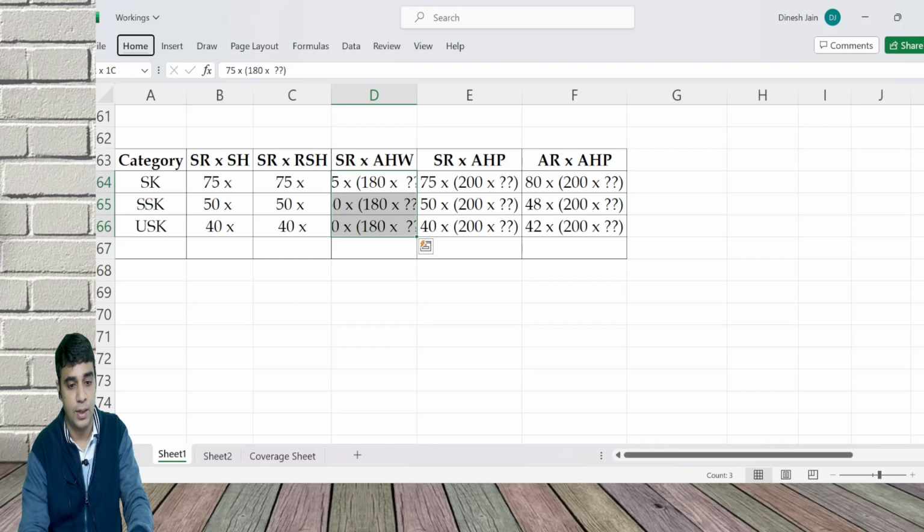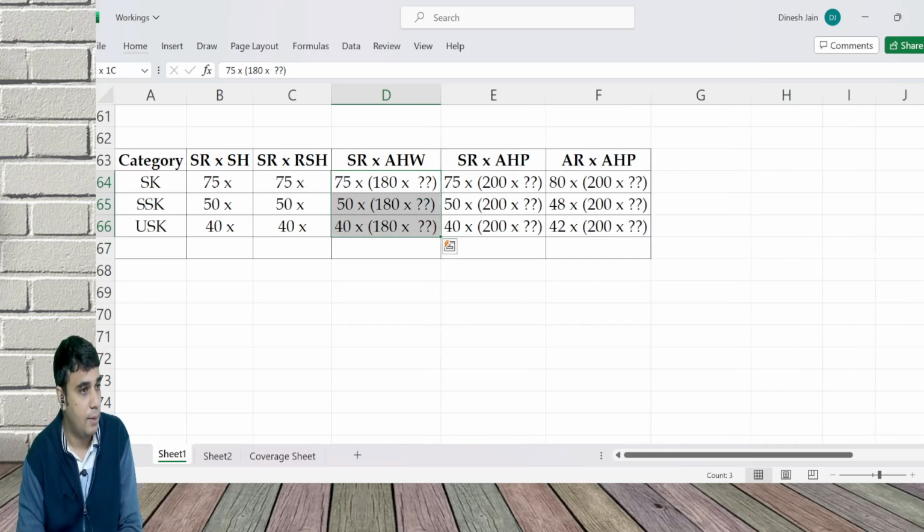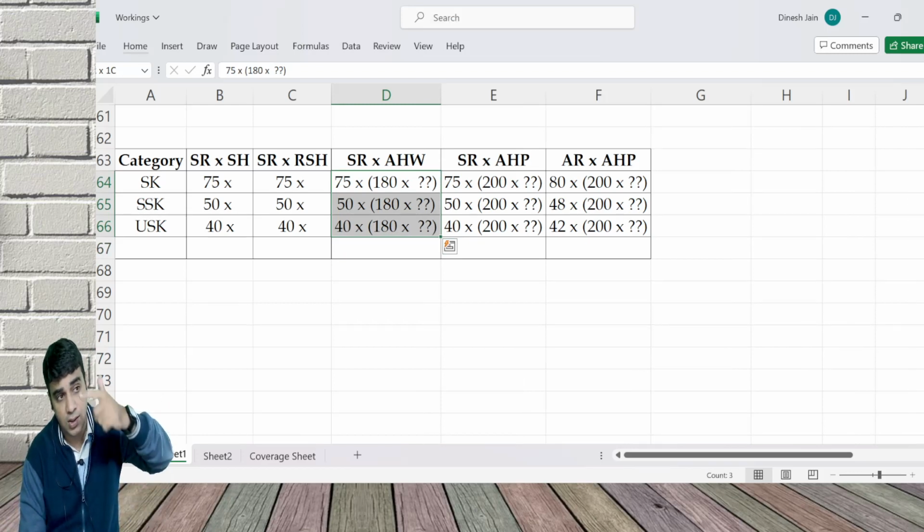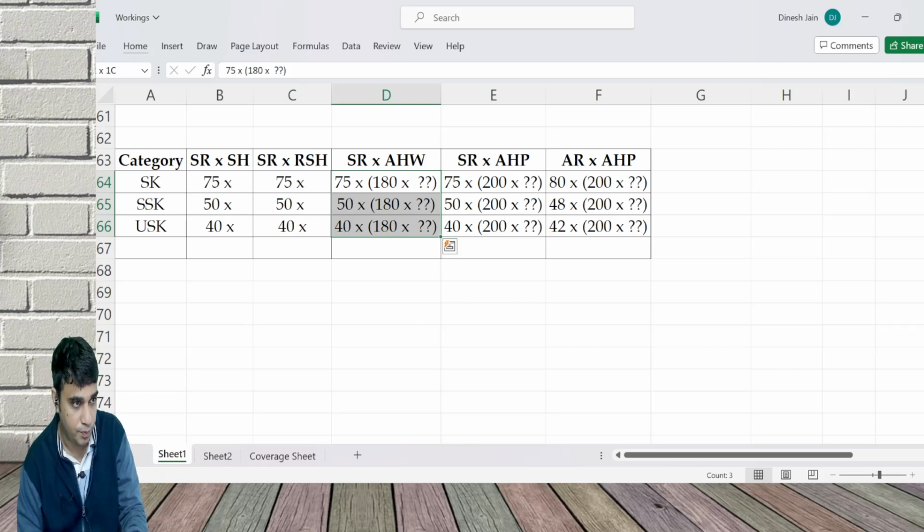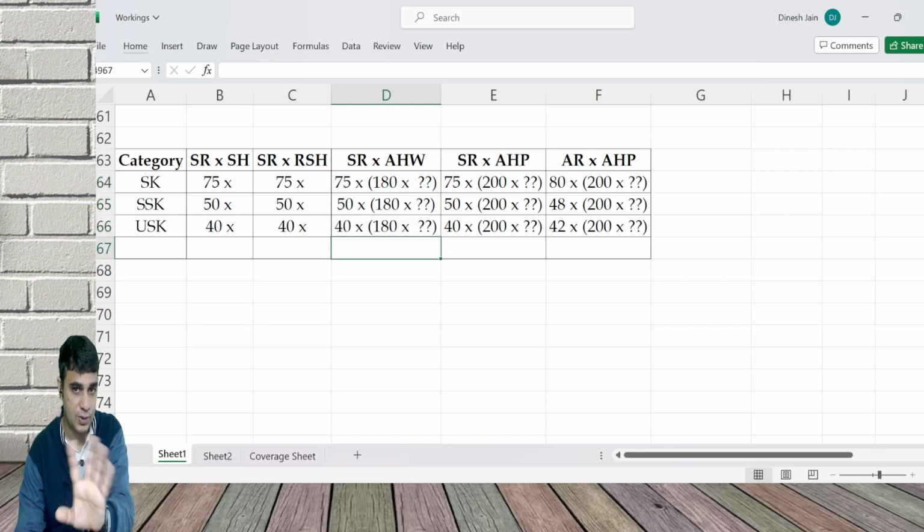180 into, we don't know the number. But one thing I know is skilled, semi-skilled, unskilled put together is 25 people in the actual gang also. Put together, the actual gang is 25 people. Now, you need not write this question marks and all.